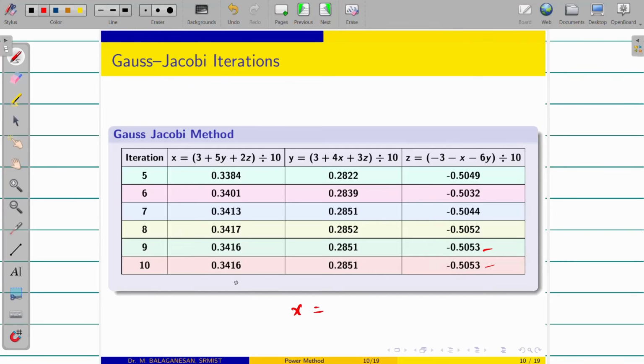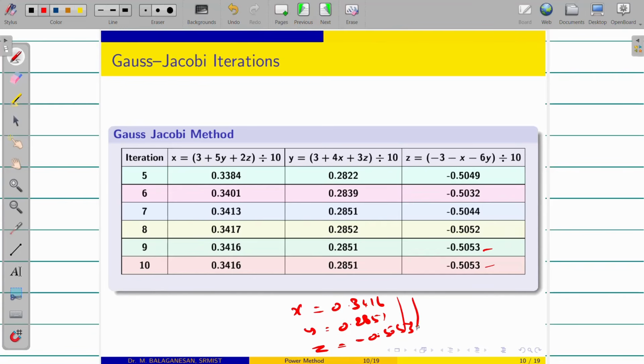Therefore, x equal to 0.3416, y equal to 0.2851, and z equal to minus 0.5053. This will be the answer.